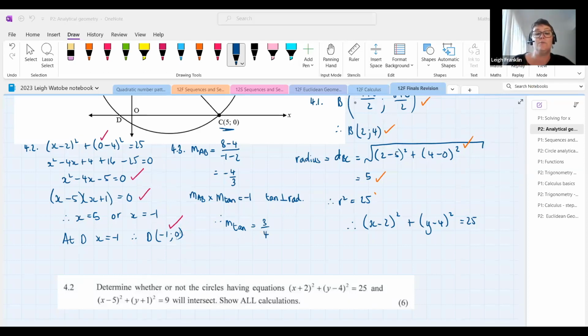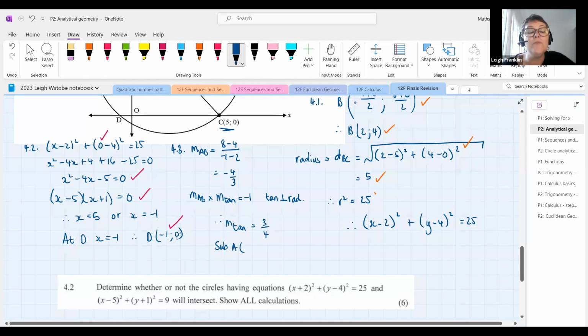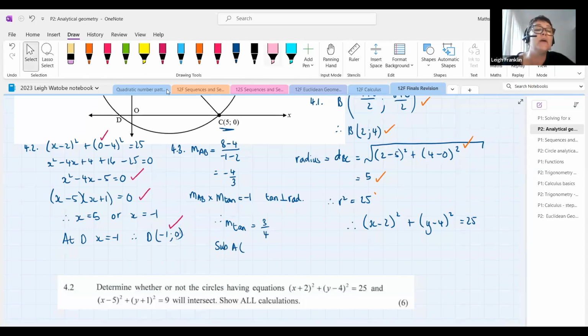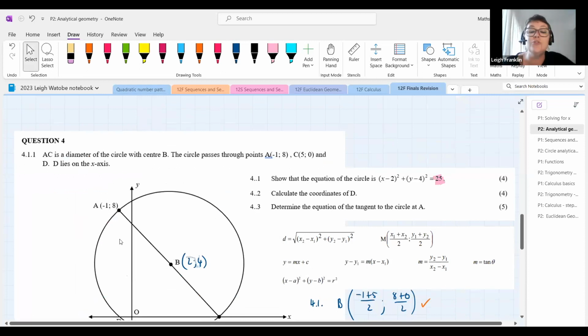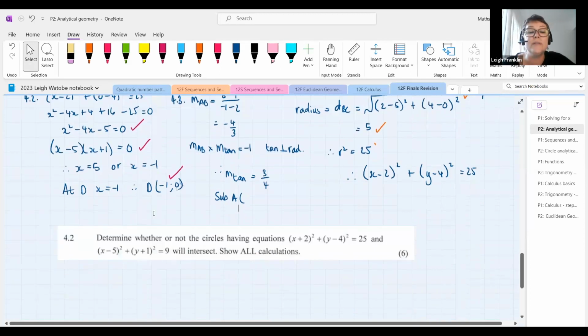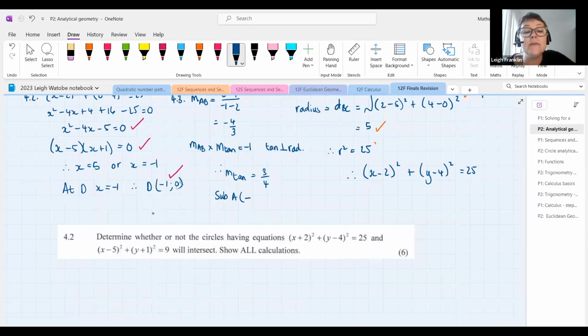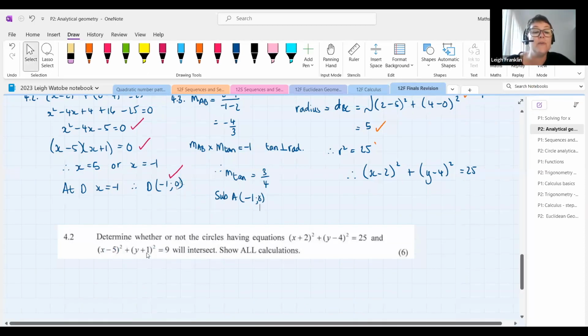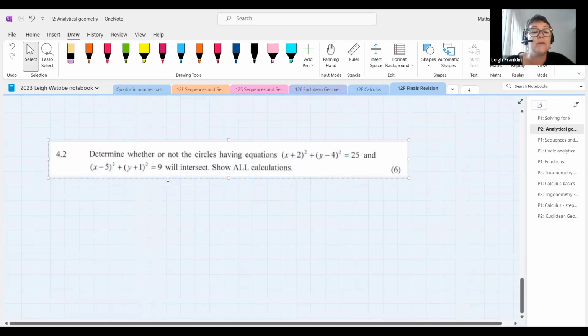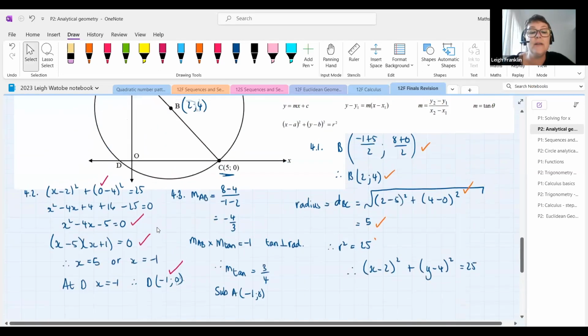Good, Zechofatso. And now we can sub in our point that we've got. We're going to use A because it's a tangent to the circle at A. It has the coordinates -1 and 8. And now I'm just going to move this out the way. That's the question we're going to look at next. I'll just move that down a little bit.